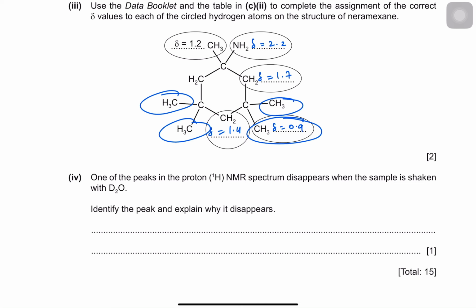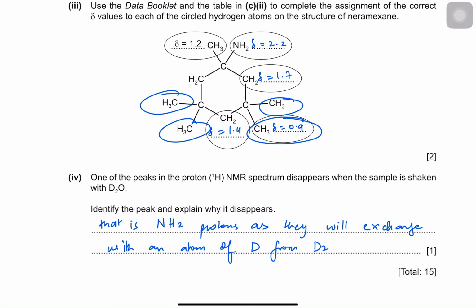One of the peaks in the proton NMR disappears when the sample is shaken. Identify the peak. That is the NH2 protons, as they will exchange with an atom of D from the D2O medium.